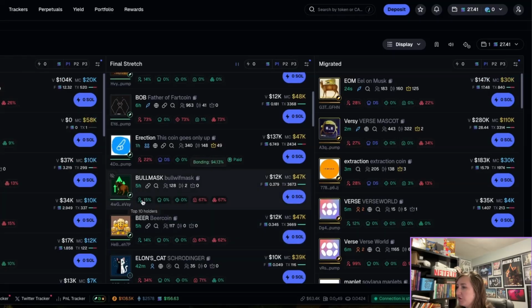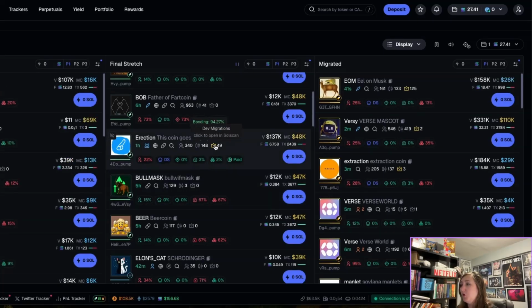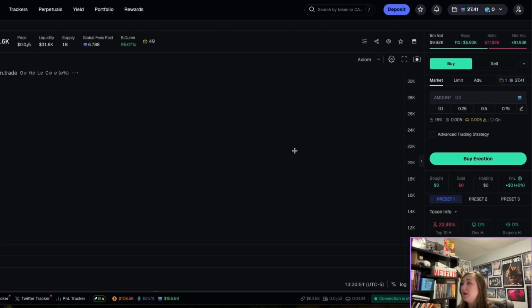So those are just the settings here that I quickly went over. We have holders here that I'm normally looking at and pro traders here, as well as dev migrations. Dev migrations means if they migrated coins before successfully, then it could be likely to migrate again. So this guy's migrated 49 times. So this could be a number or something to look at here.